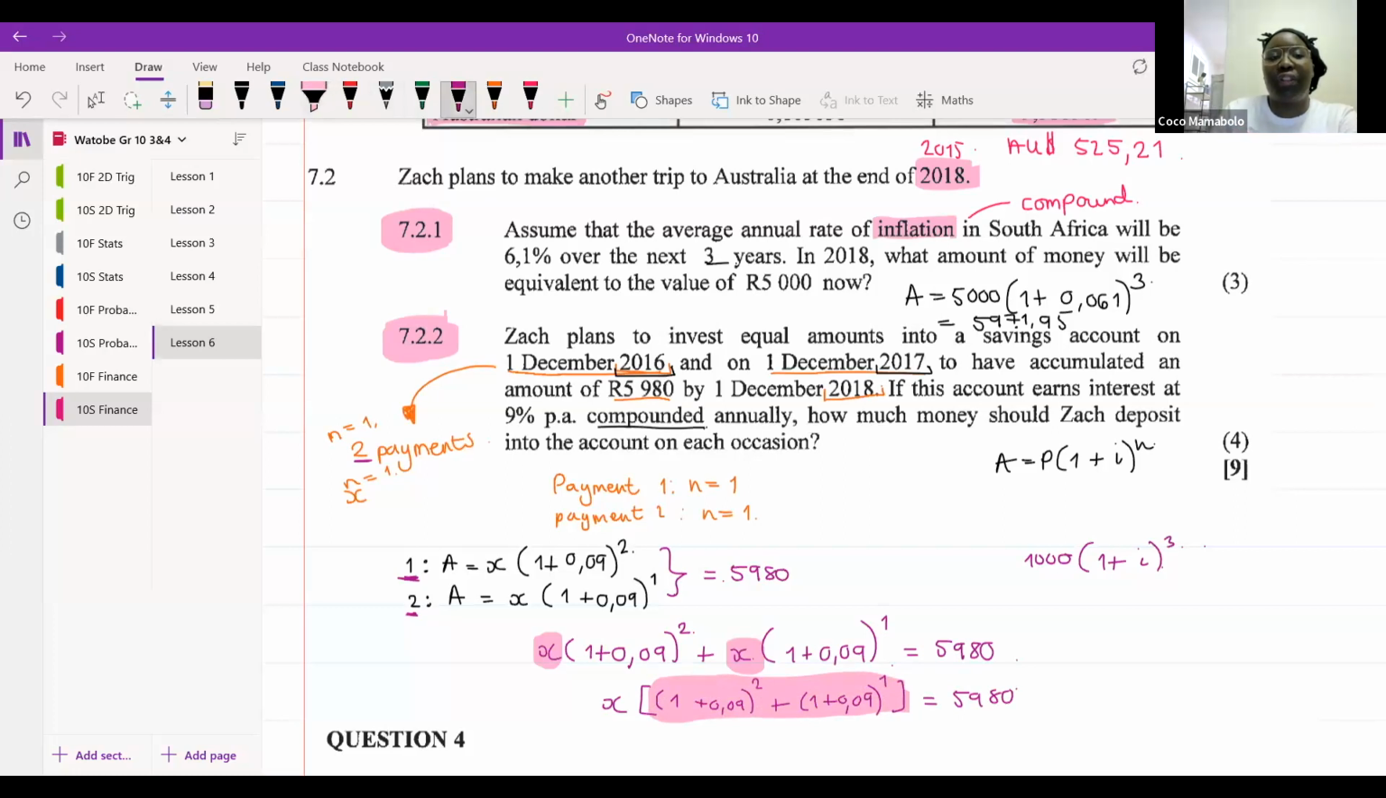Good. So if we want to find the value of X, we're going to go X is equal to 5,980 divided by all of that. Divided by that. Punch that into a calculator. Tell me what answer we get, please.